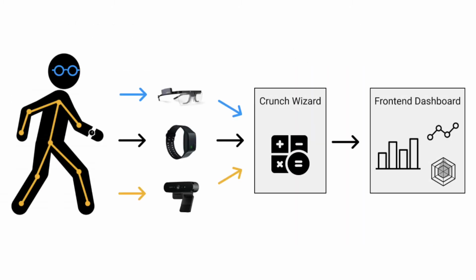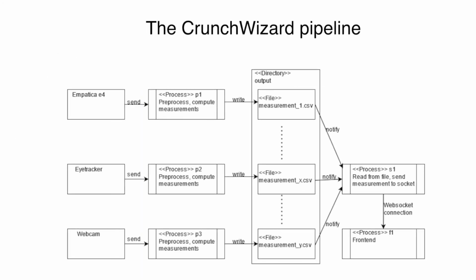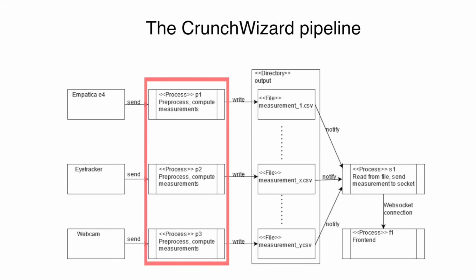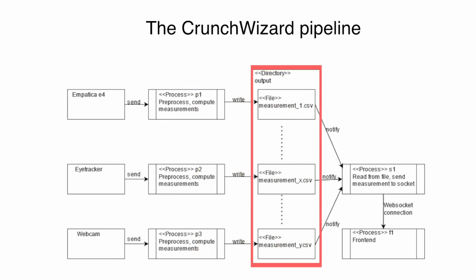The information gathered by these three devices is fed into the Crunch Wizard program, which computes the measurements live and then sends the result to be visualized for the end user. This is a more detailed view of the CrunchWiz pipeline. As we can see, each device has its own process, which receives data and computes measurements from the data. When a measurement is computed, it is written to a directory of CSV files, which acts as a database. A separate process reads the data from the CSV files and sends the data to a dedicated front-end dashboard via WebSocket connection.